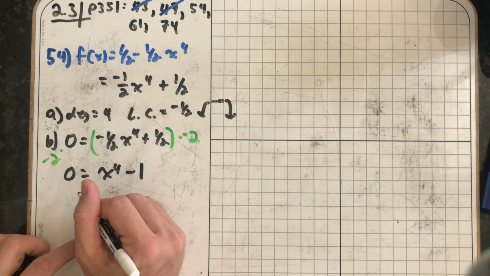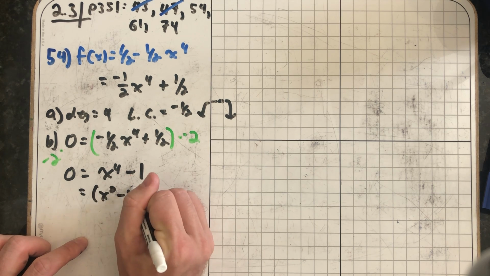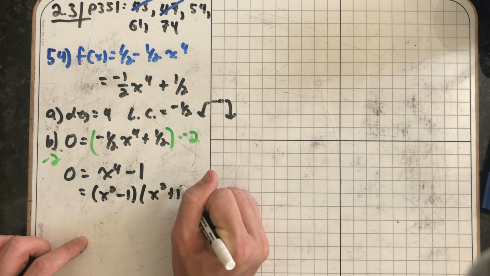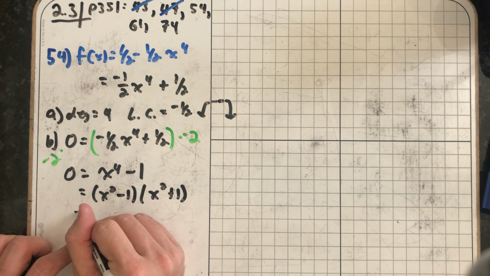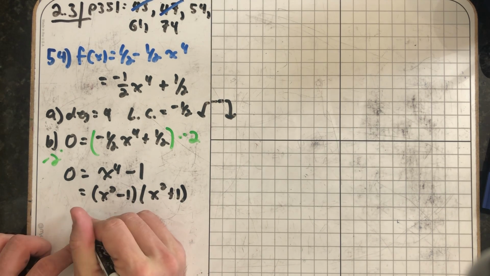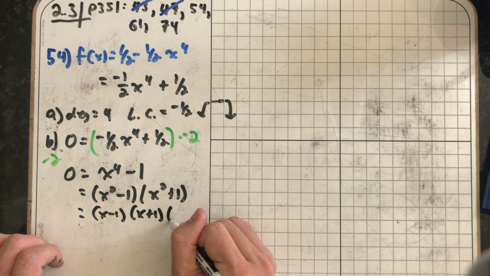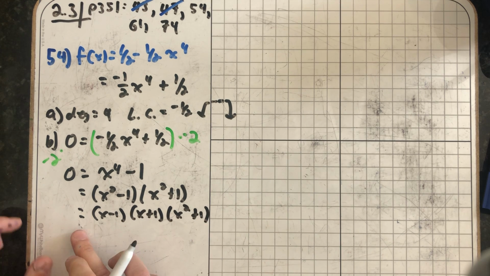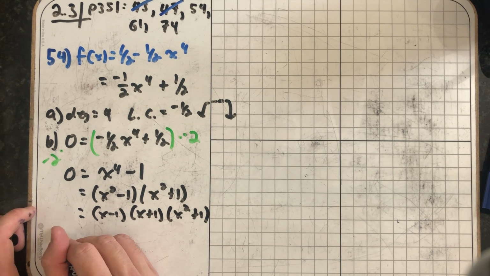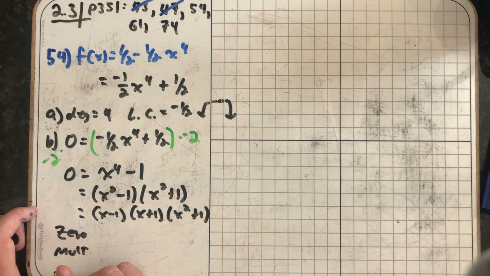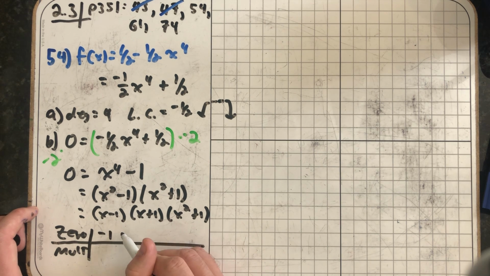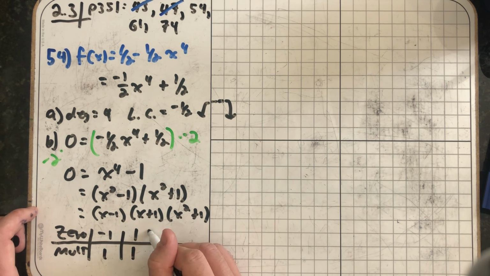So I see the difference of two squares. And I see the difference of two squares again. Alright, and I can set each piece with a variable equal to 0. And if I only wanted the real zeros, I'd only have to look at the first two factors there. Because I get a 0 at -1, and I get a 0 at +1. Both with multiplicities of 1.